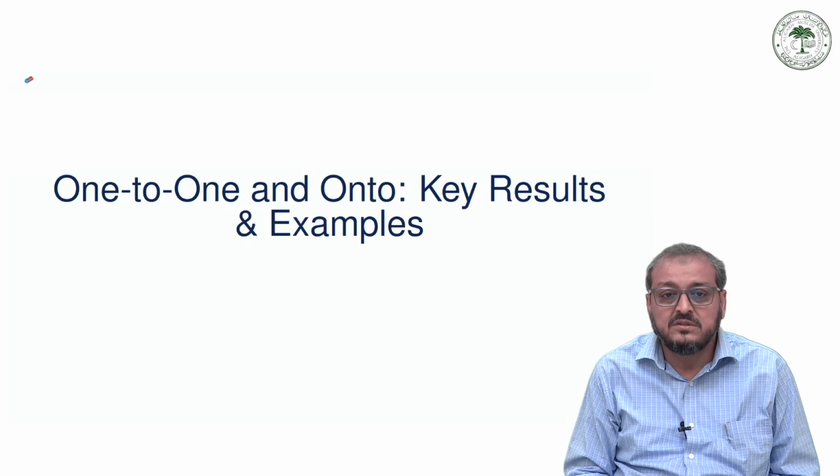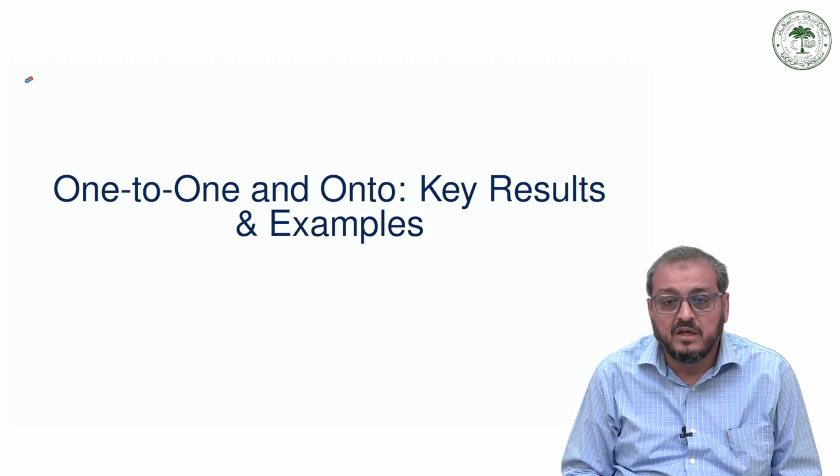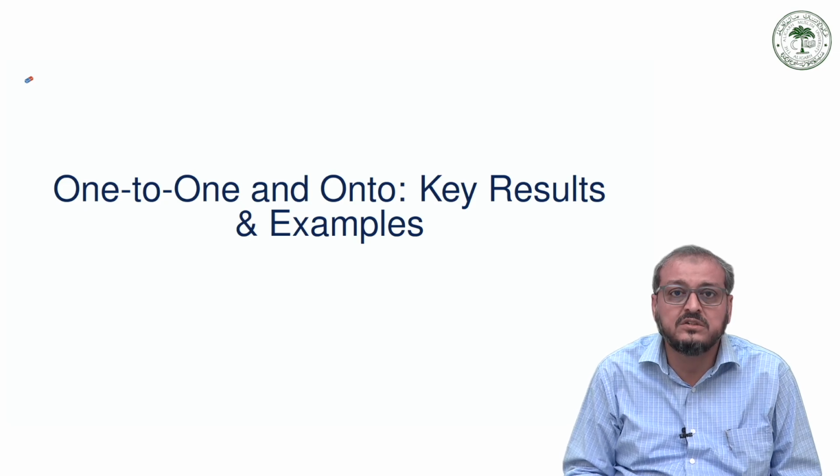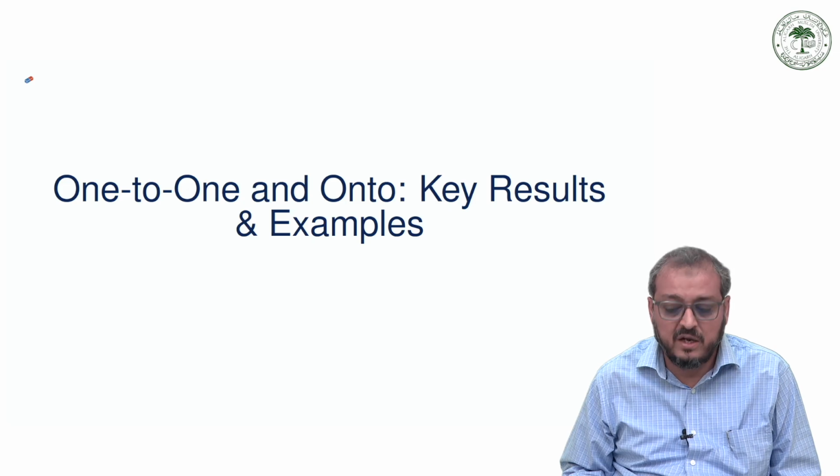Okay, my dear students, in the last class we discussed one-to-one and onto maps and the rank-nullity theorem. Now in this class we discuss some important results and some more examples on one-to-one and onto linear transformations. Okay, let's start with an example.